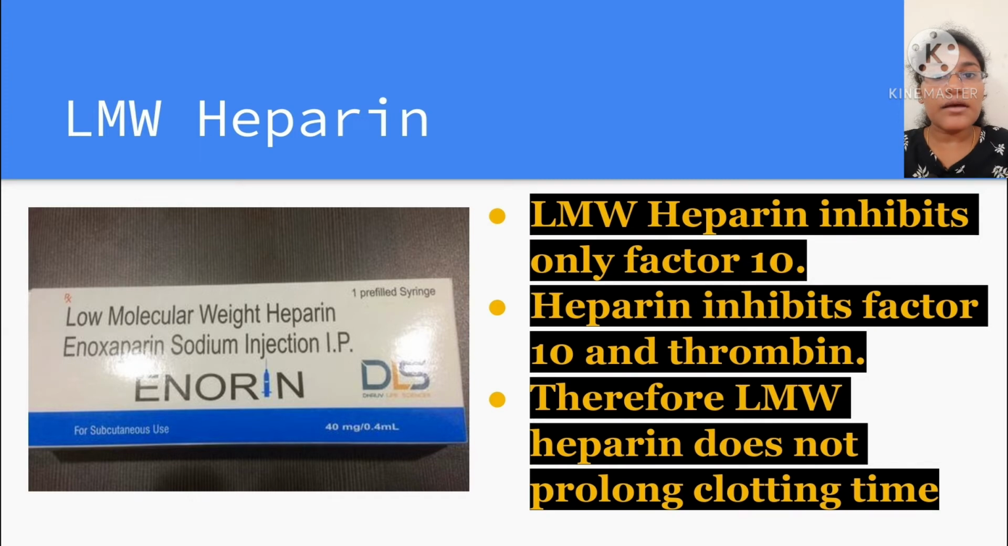Why is low molecular weight heparin safer than heparin? Because heparin inhibits both thrombin, that is factor 2, and factor 10, but low molecular weight heparin inhibits only factor 10 and not thrombin. So this will act as an anticoagulant, but it will not affect the clotting time. Risk of heparin induced thrombocytopenia is decreased, and also risk of bleeding is decreased. So mainly that is about low molecular weight heparin, and now let's compare heparin and low molecular weight heparin.